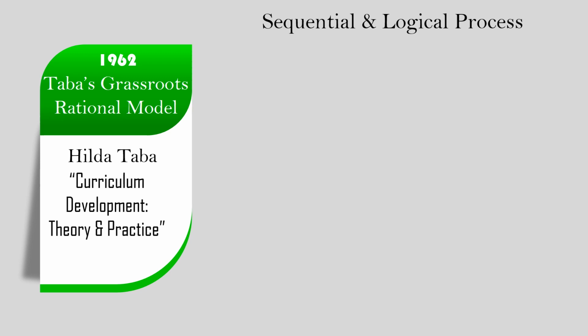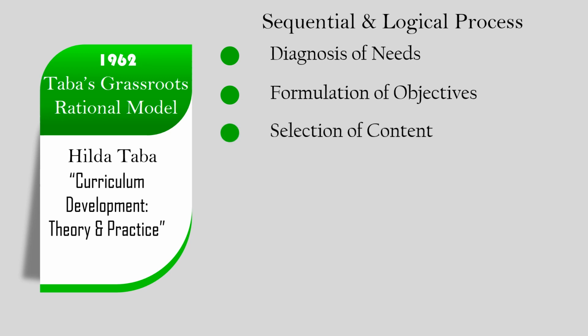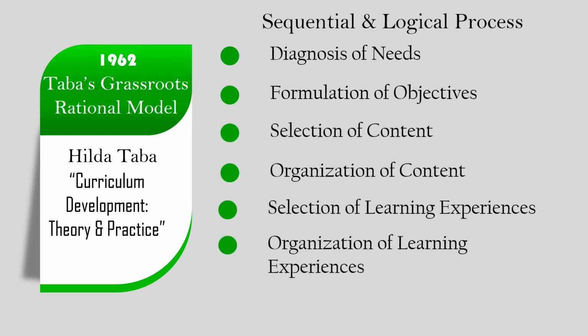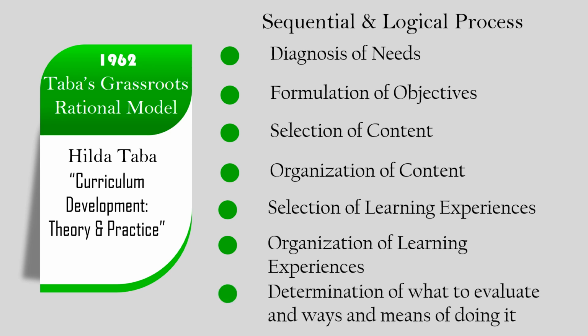Taba also claimed that all curricula are composed of fundamental elements. In her model, Taba outlined 7 steps that should be followed when developing a curriculum: diagnosis of needs, formulation of objectives, selection of content, organization of content, selection of learning experiences, organization of learning experiences, and determination of what to evaluate and ways and means of doing it.